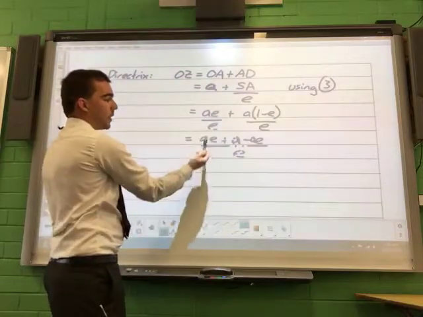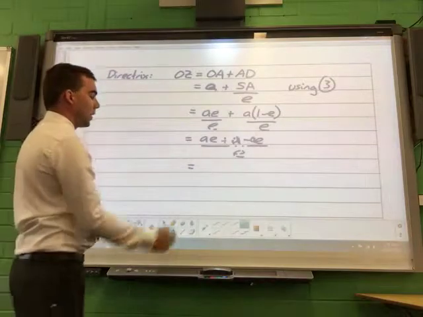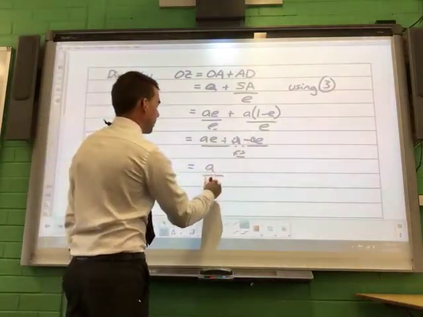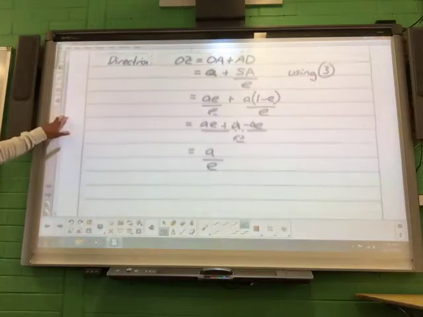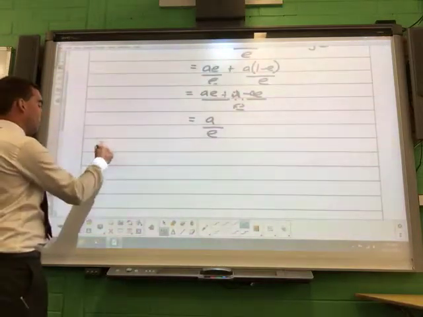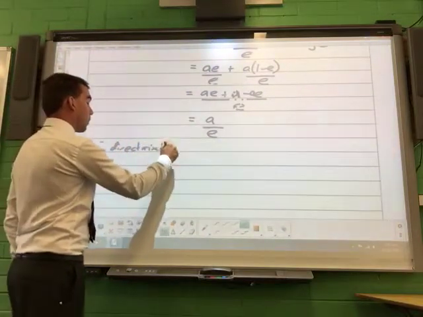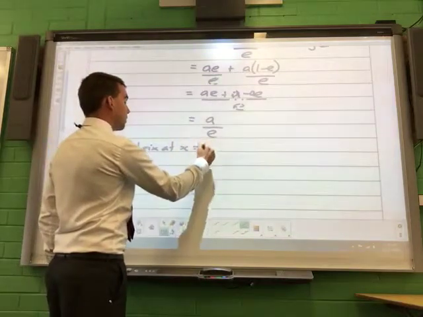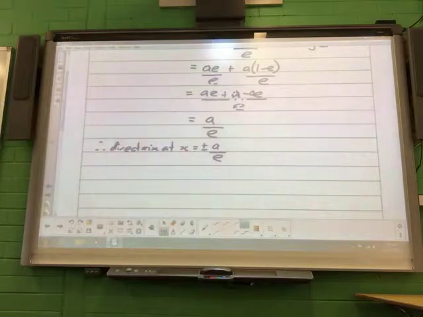So when we expand that out, we're going to have AE take away AE, which is 0, plus A all over E. And that's going to be giving you the x value of the directrix. Alright, and because of the symmetry, there's going to be a directrix on the other side as well.